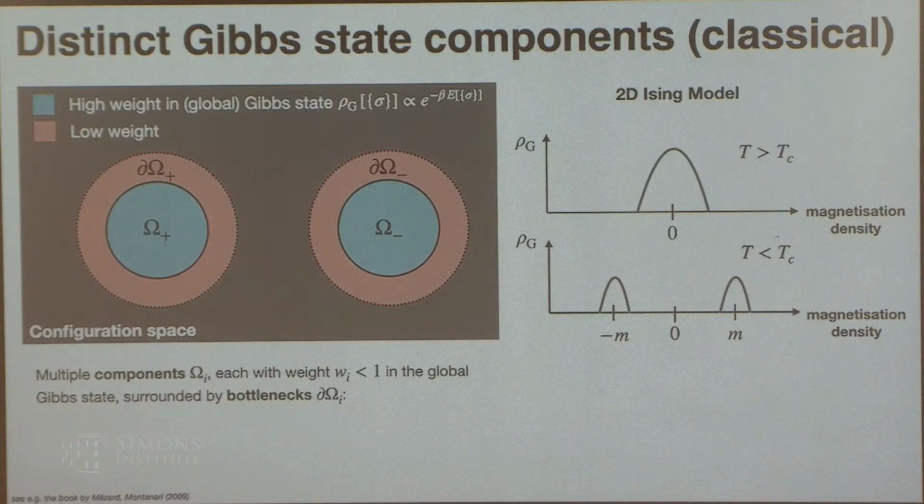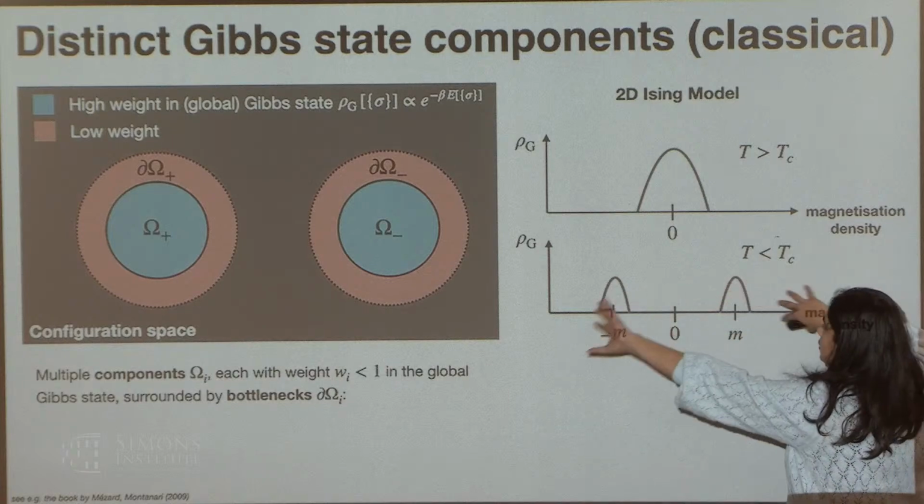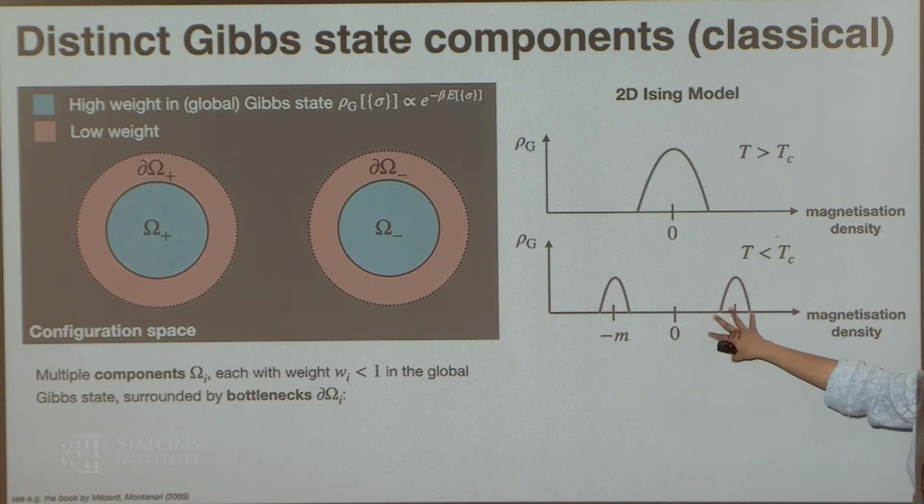Okay. So again, let's come back to the 2D Ising model. Here I know that if I'm above Tc and I look at my Gibbs state, the majority of the weight in the Gibbs state is peaked on states with zero magnetization density. That's the paramagnet, that's entropy dominating. Whereas if I'm below Tc, then the bulk of the weight in my Gibbs state is separated into these two blobs, one at positive magnetization and the other at negative magnetization.